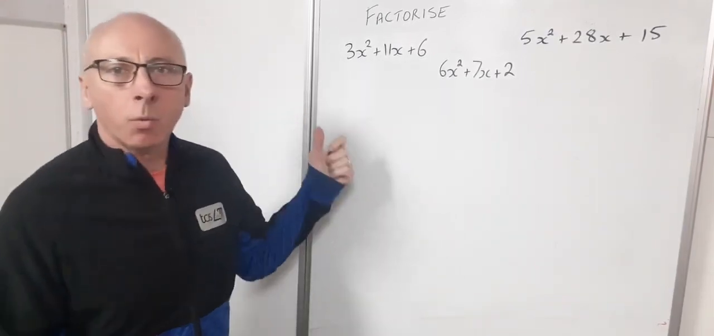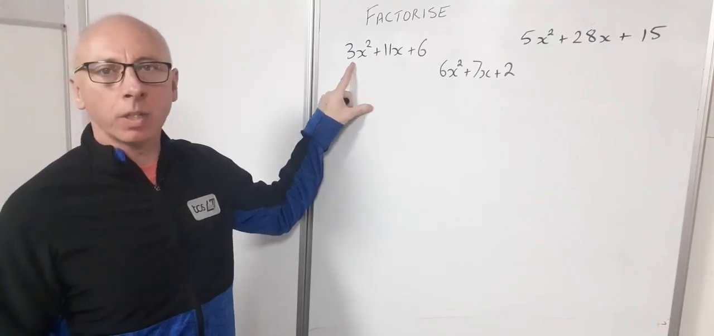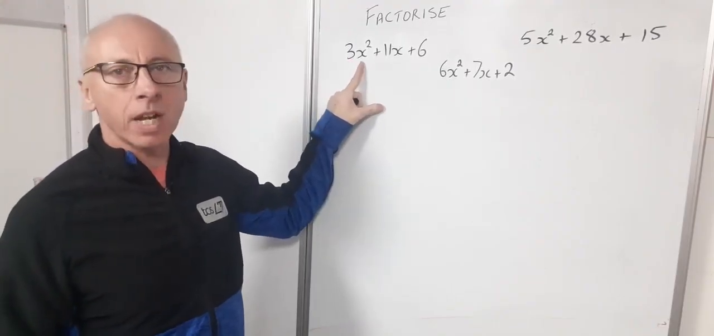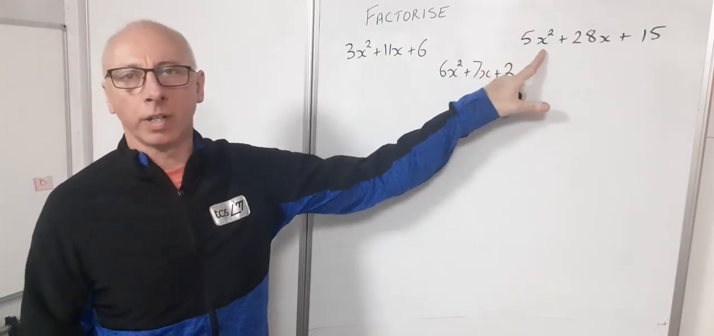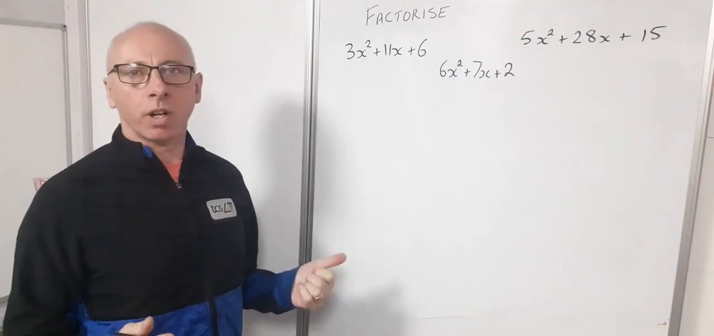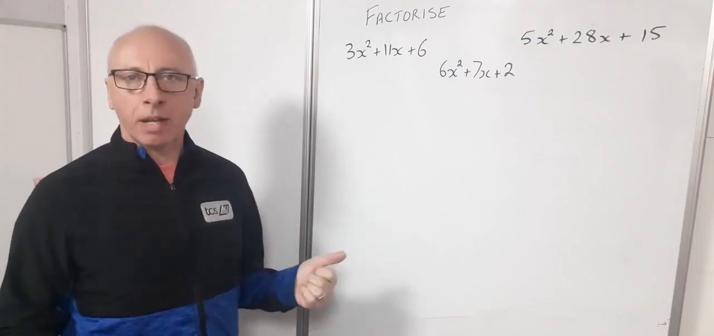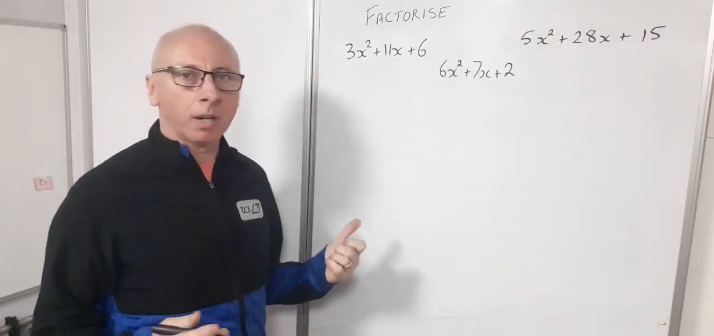So in this video we're going to look at a way to factorise quadratics where the a value is greater than 1. So we've got a 3x squared one here, a 6x squared one here and a 5x squared one here. Now this can be quite a long-winded way when trying to factorise. So this method hopefully can speed things up a little bit. Let's see how we go.